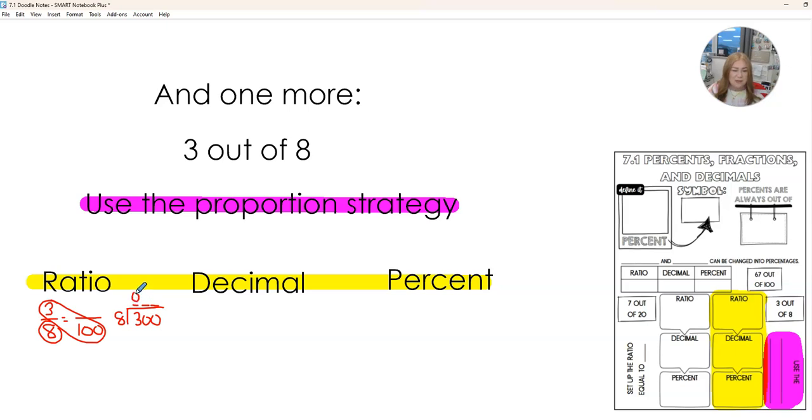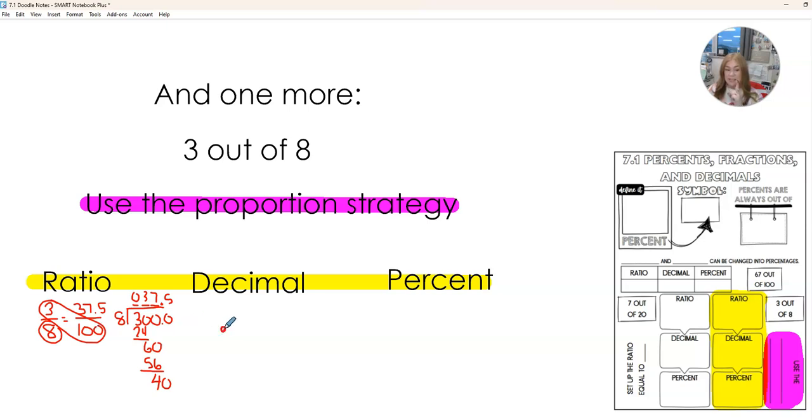So 8 can't go into 3, but it goes into 30 three times, which is 24. Left over we have 6, bringing down a 0. 8 goes into 60 seven times, that's 56. We're going to bring down a 4, and add another decimal here. 8 goes into 40 exactly 5 times. So this is 37.5 out of 100.